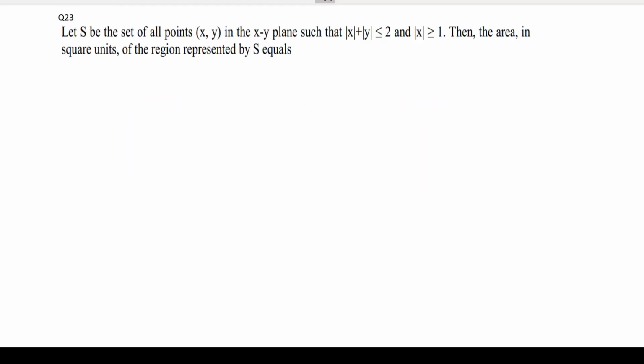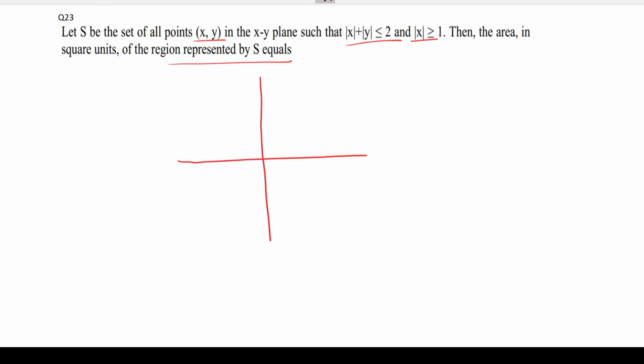This is question number 23. Let S be the set of all points in the xy plane such that mod x plus mod y is less than or equal to 2 and mod x is greater than or equal to 1. Then the area, in square units, of the region represented by S equals to. So first we need to draw the graph.